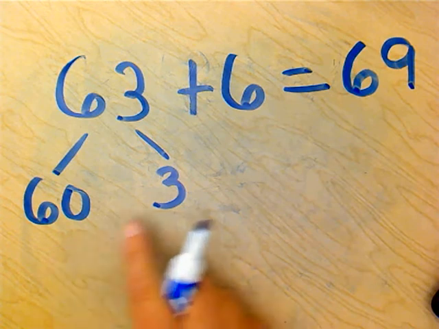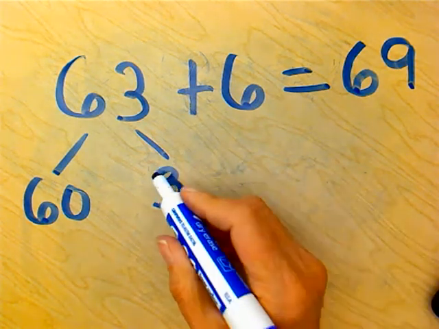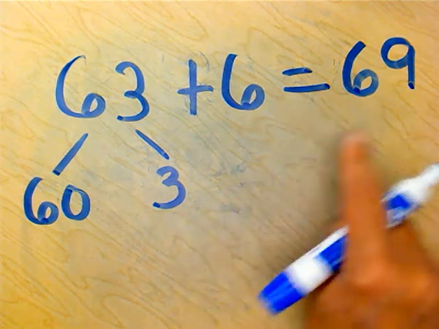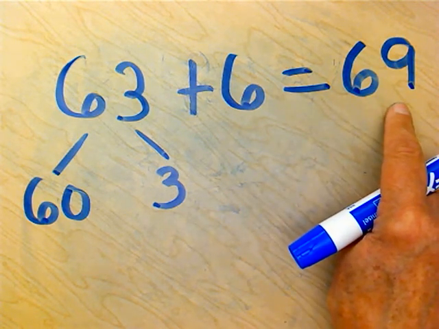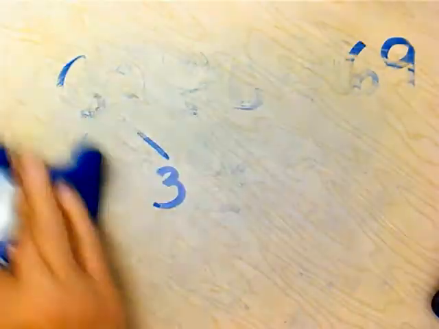So, 63 plus 3 more gives me 69. So this is just taking this one step further. A little bit more practice with those kind.